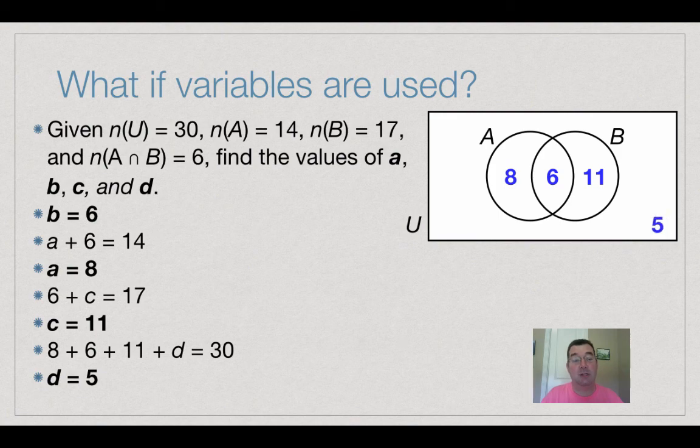And so that's how you use a little bit of algebra to figure out any variables that you would have in a Venn diagram. We're going to use this in problem solving, obviously. It's kind of a nice segue to that, but we'll talk about it in the next lesson.